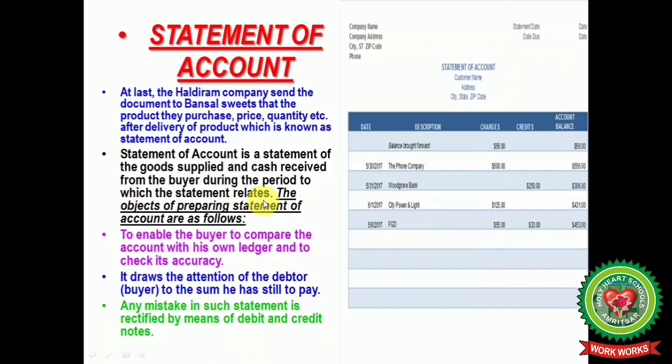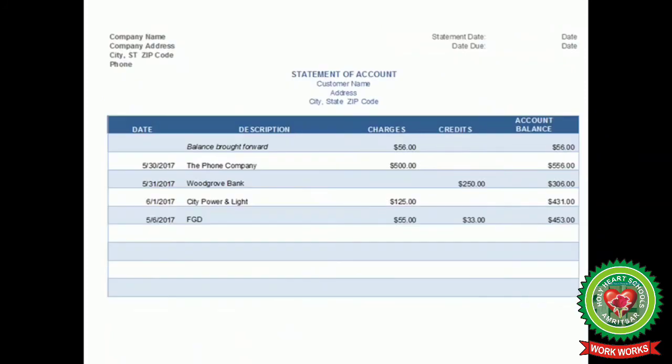So the objective of this statement is to enable the buyer to compare the account with his own ledger and to check its accuracy. It draws the attention of the debtor or the buyer to the sum he has to still pay, and any mistake in such a statement is rectified by means of debit and credit notes. So that is why the statement of account is needed and important, because it shows the actual amount that is paid by the buyer, and that is why this is called a statement of account.